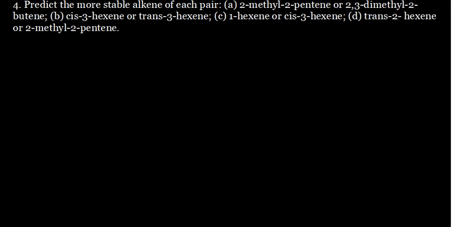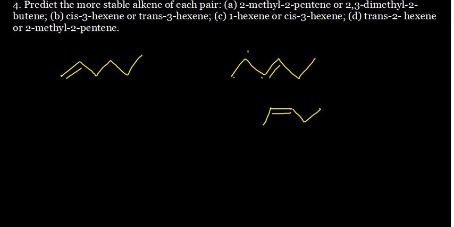For C, we have got 1-hexene or cis-3-hexene. So hexene has got 6 carbons, 1, 2, 3, 4, 5, 6. So the first one is 1-hexene. The next one is cis-3-hexene. So 1, 2, 3. I'm supposed to have a double bond here. But because it's cis, meaning that these are supposed to be on the same side, I can also write it like this. So this is a cis-3-hexene.